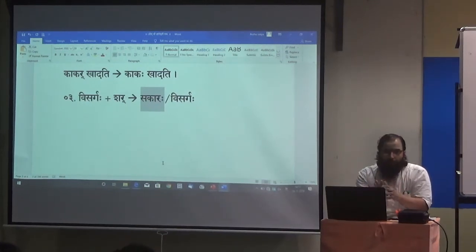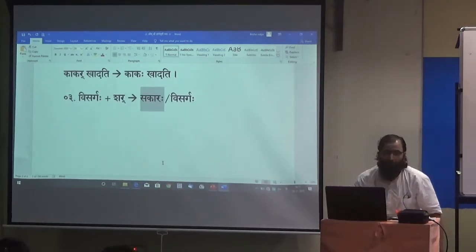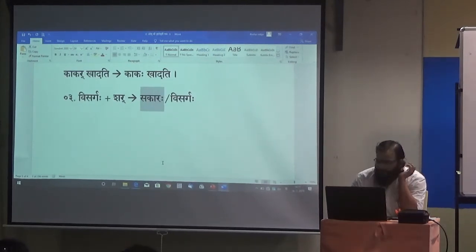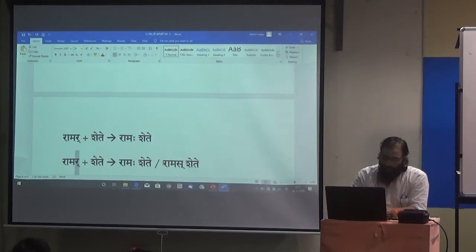Now I am saying, because you know it, Padanta repa is visarga. Now visarga followed by shar: the visarga will remain as it is, or will be replaced by sakara. Clear? Yes or no? So therefore, Ramar plus shete, taking shakara as a kar letter, repa will become visarga, Ramaha shete. Now, shete, shakara is a shar letter, therefore, because it's a kar letter already, Ramaha has come.